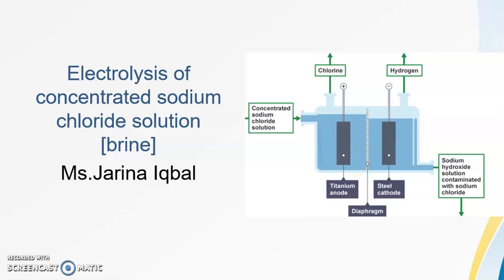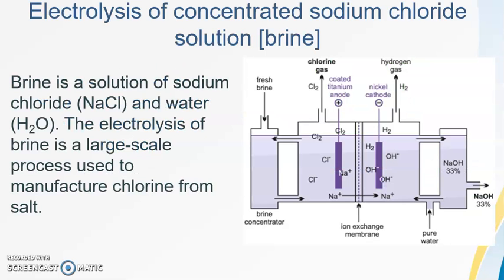In today's lesson, we are going to learn about the electrolysis of concentrated sodium chloride solution, which is also known as brine. The electrolysis of concentrated sodium chloride solution is a very important manufacturing process. Several different types of electrolytic cell have been used, but the modern membrane cell, the one that you see on the screen, is the safest for the environment and uses the least electricity.